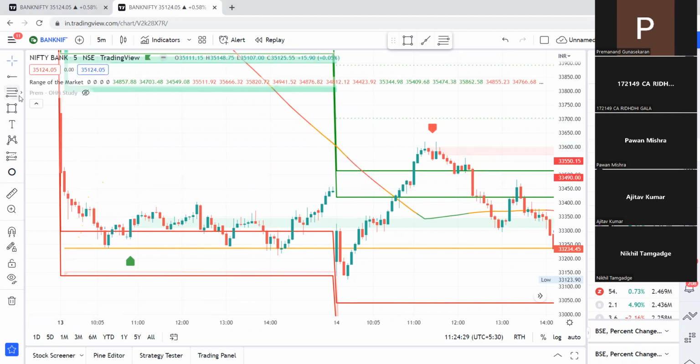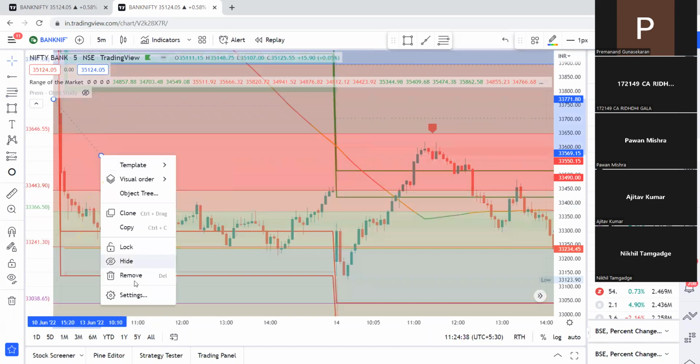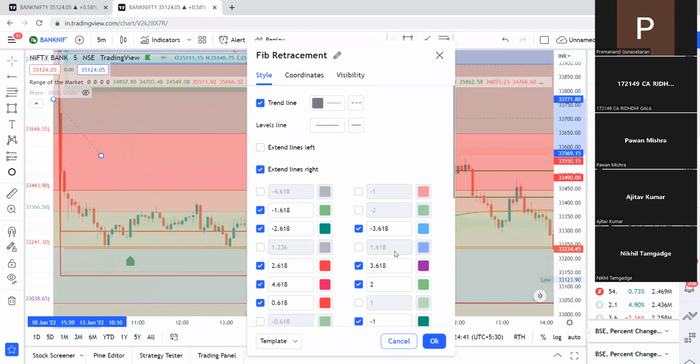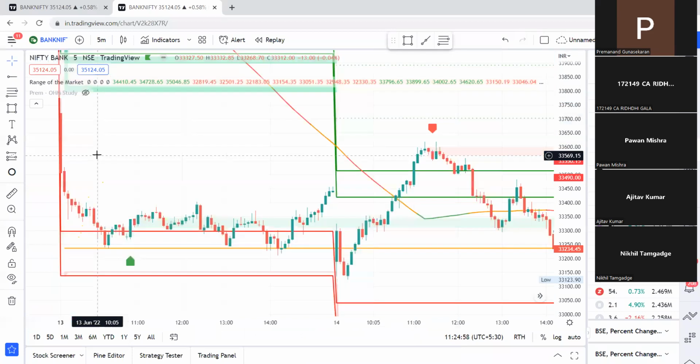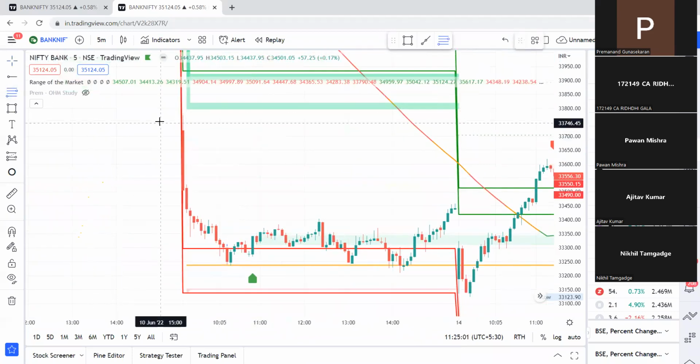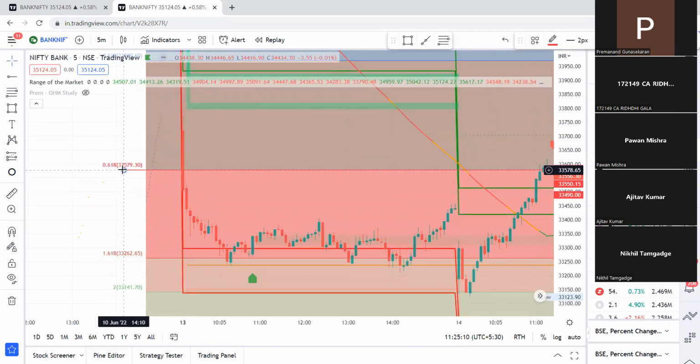60% of it, right? Let me do Fibonacci levels here. What is 60% of it, from here to here? I don't have the settings. Okay, let me do the settings here. Okay, I have the 0.618 level now. So when I do it from here to here, the 0.618 level is here. So at this level I should book my profit.